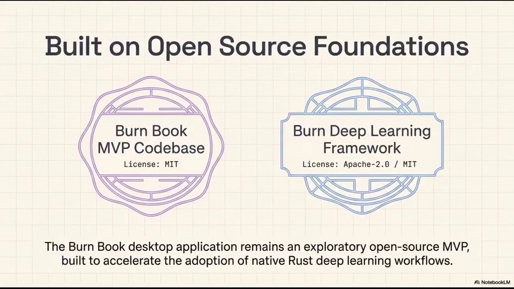This slide highlights that our work is fundamentally built on robust open-source foundations. On the left, we have the Burn Book MVP codebase, which is licensed under MIT. On the right, we feature the Burn Deep Learning Framework, available under both Apache 2.0 and MIT licenses. To clarify, the Burn Book desktop application itself is an exploratory open-source minimum viable product, specifically designed to accelerate the adoption of native Rust deep learning workflows.